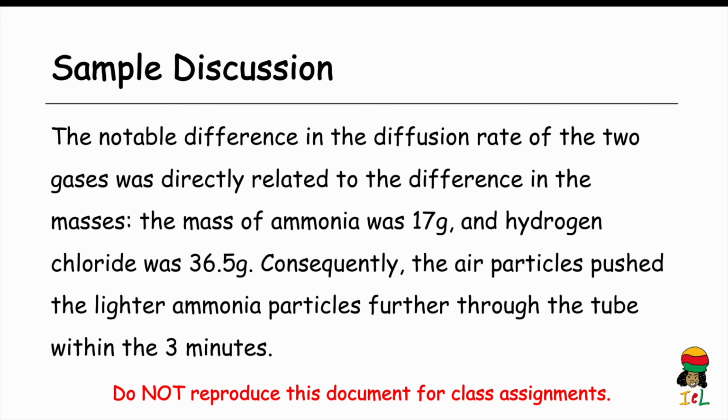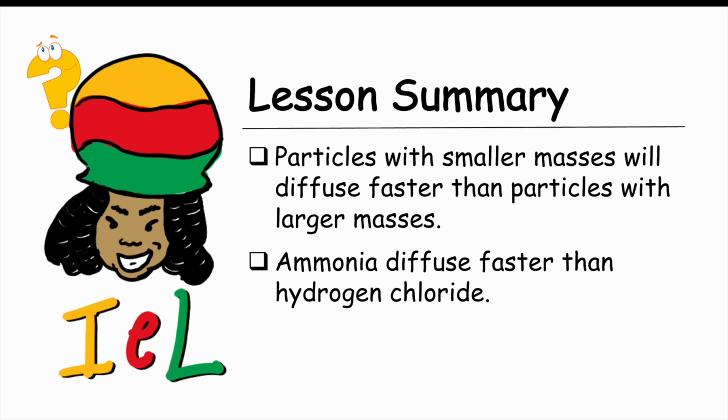Be reminded that you must not reproduce this sample document for any class assignment. The lesson summary points include particles with smaller masses will diffuse faster than particles with larger masses. Ammonia diffuses faster than hydrogen chloride.